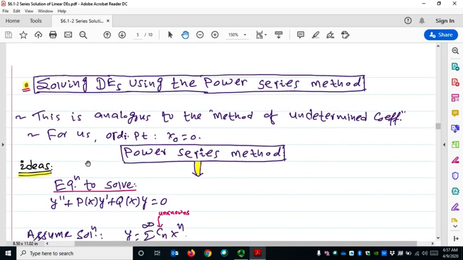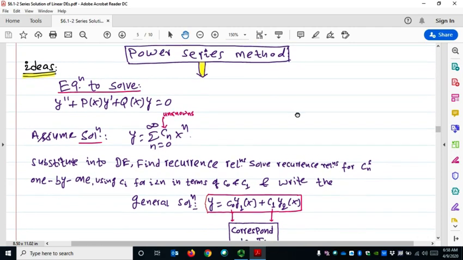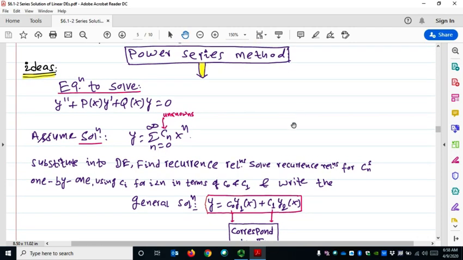A quick note: the power series method is analogous to the method of undetermined coefficients. And for us, we pick ordinary point 0. So let's start the power series method. Here is the idea, or here are the steps you do need to remember. We want to solve second order linear homogeneous differential equations: y double prime plus p(x) y prime plus q(x) y equals 0.